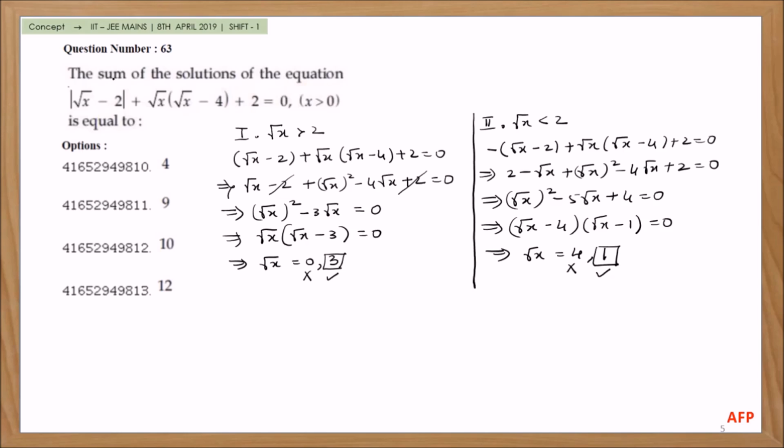So what is asked is the sum of the solutions of this equation. So therefore the sum of the solutions is nothing but 3 plus 1, which is nothing but 4. So option 1 follows.